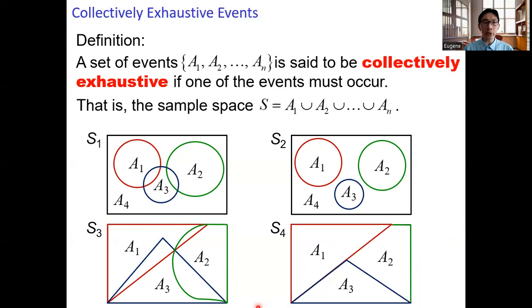And in sample space S3, A1, A2, A3 are not mutually exclusive. And in S4, A1, A2, and A3 are mutually exclusive.